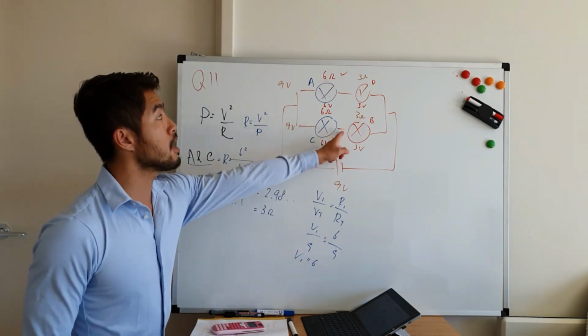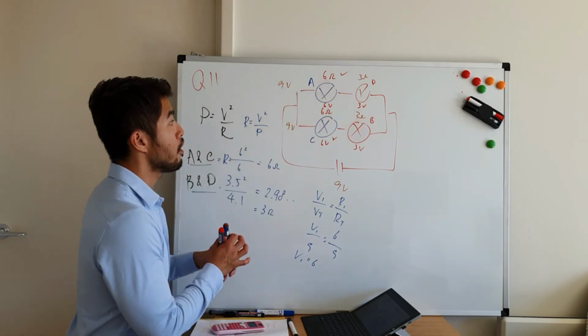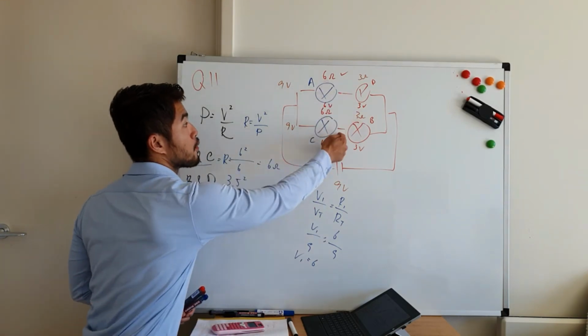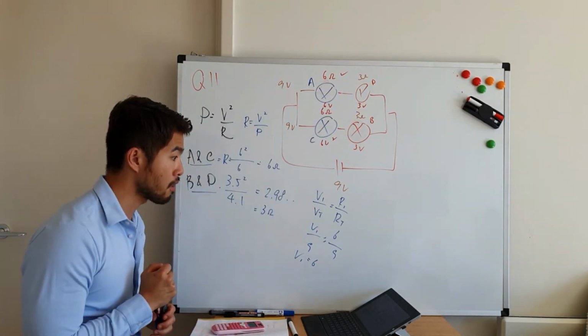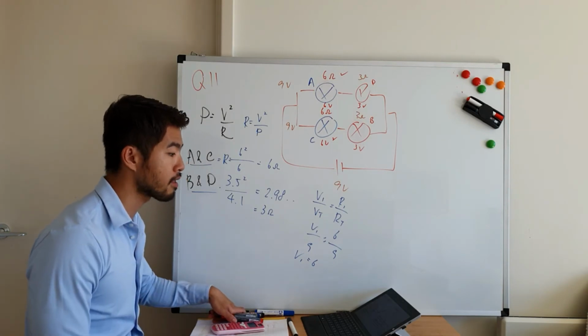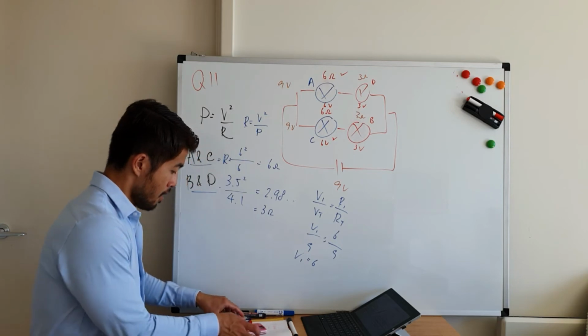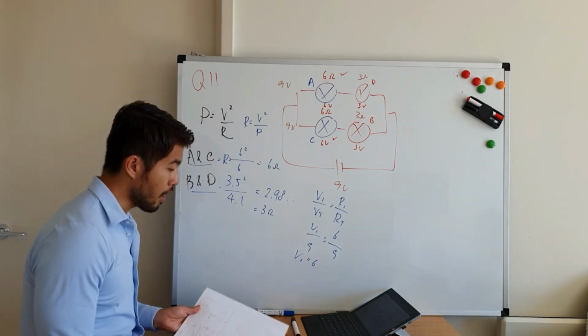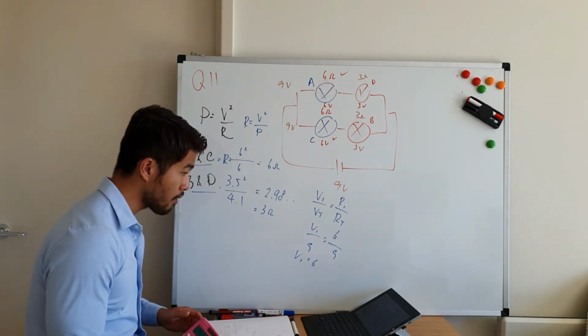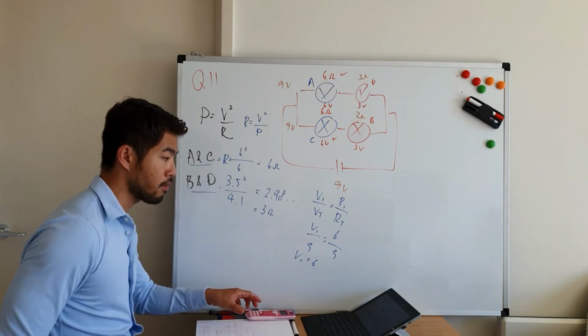How many volts is in here? How many volts is in here? What is the potential difference between these 2 points if something is put across that? That will be your answer. Okay, try question 11, and then we'll do question 12 together.